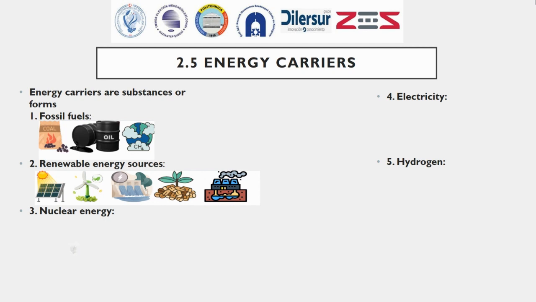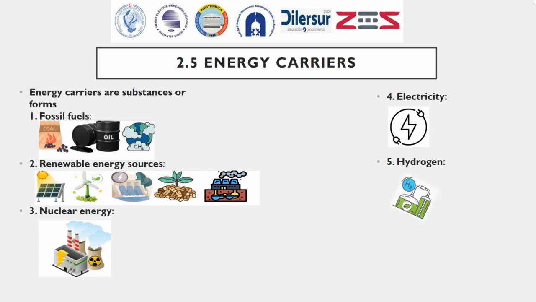3. Nuclear energy. Nuclear energy is generated in nuclear reactors, where the decay of radioactive materials generates thermal energy. The resulting thermal energy produces steam that drives turbine generator systems to produce electricity. 4. Electricity. Electrical energy is the most commonly used form of energy transfer. Electricity generation is the most common form of electricity.